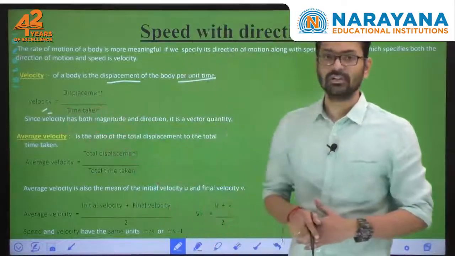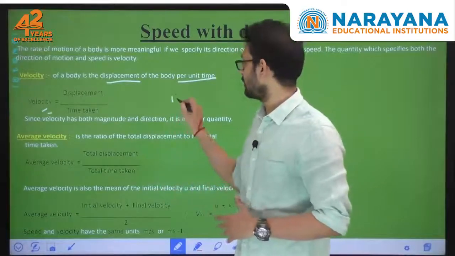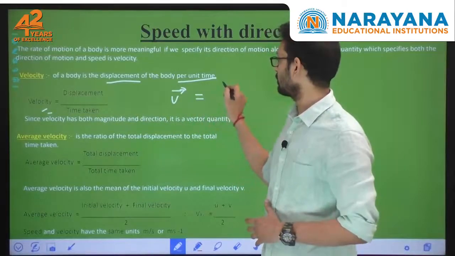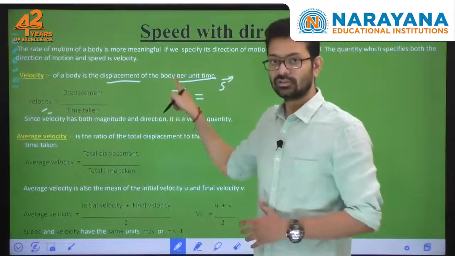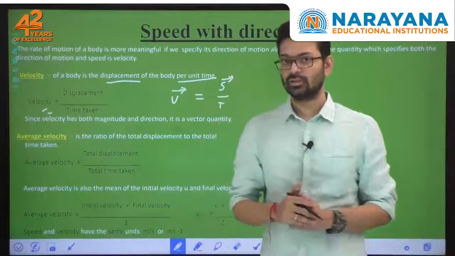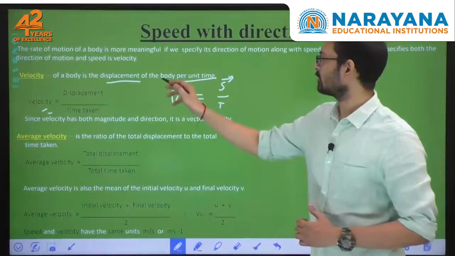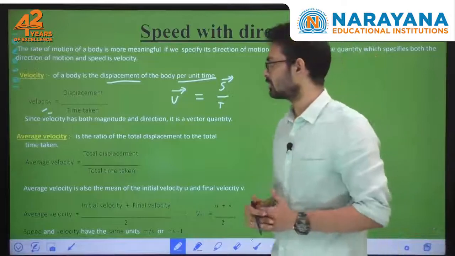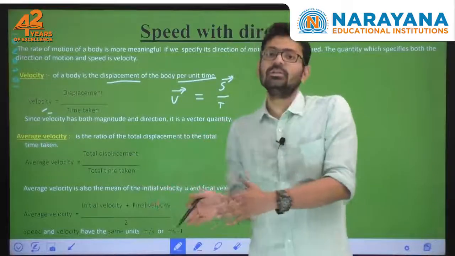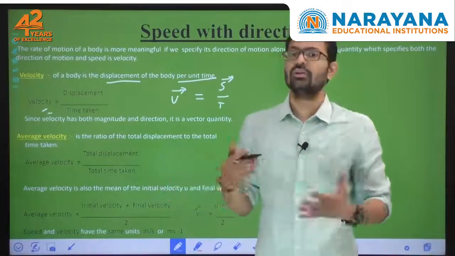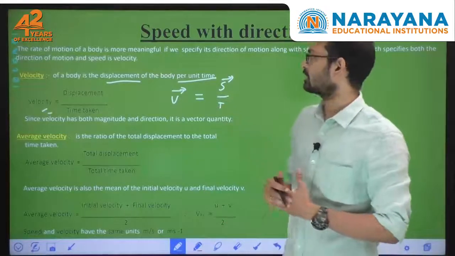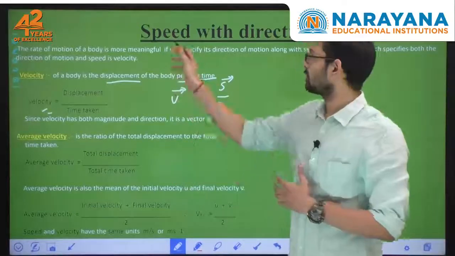Well, displacement is a vector quantity. So velocity is represented with V bar. V bar is equal to S bar, displacement is represented with S bar, by time taken. So velocity of a body is displacement by time. That is called velocity. Now velocity has a specific direction, because displacement has a direction. So velocity is also said to be a vector quantity, and it also has a direction. This is what we call speed with direction.